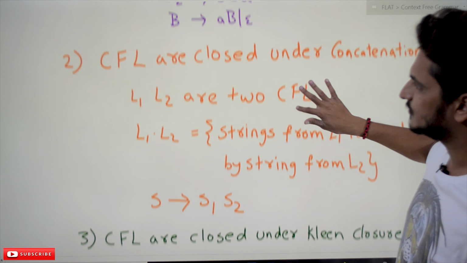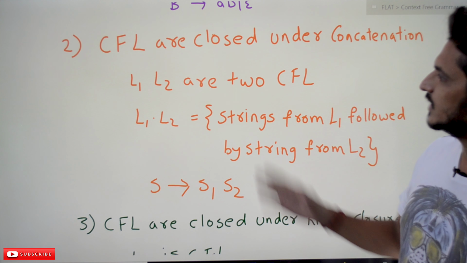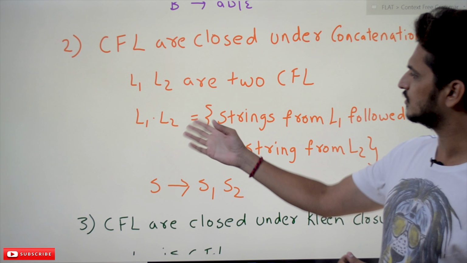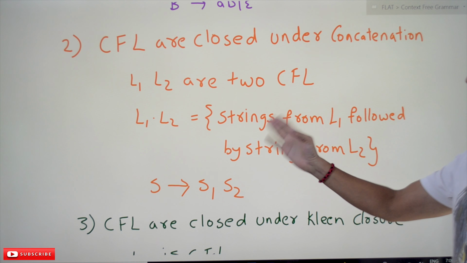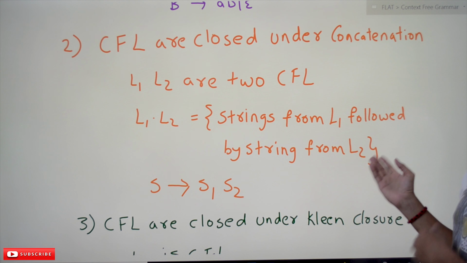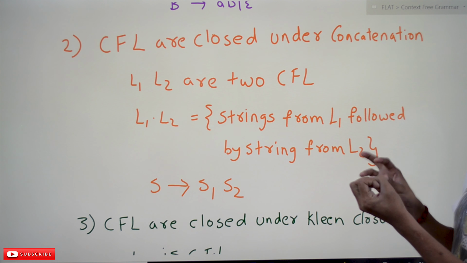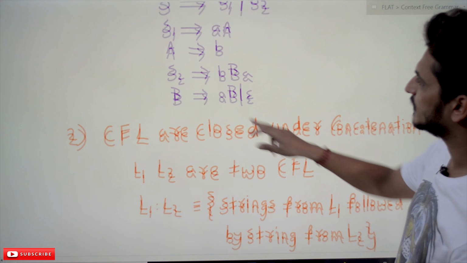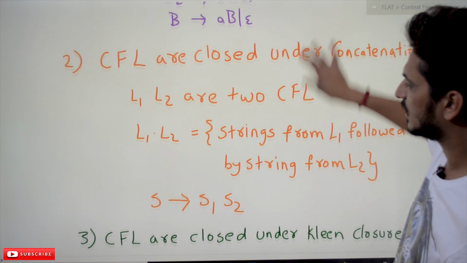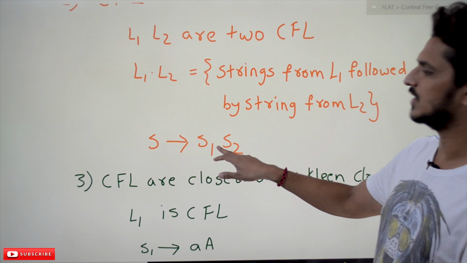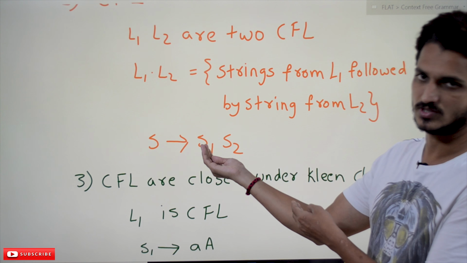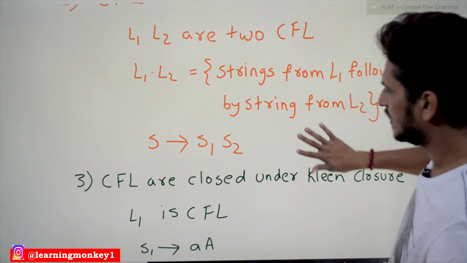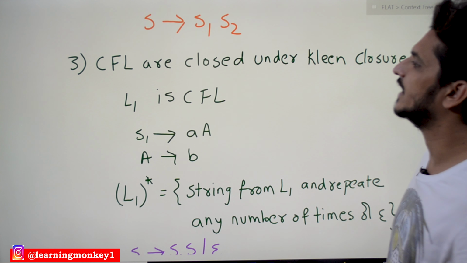Coming to the next one, context-free languages are closed under concatenation also. Take two languages, L1 and L2, which are two context-free languages. Concatenation, L1.L2, is given as strings from L1 followed by strings from L2. You take any string from L1 followed by any string from L2. That is what concatenation means. The same way, in the previous example with S1 and S2, this can be written with an extra production S tends to S1 S2, which means strings from S1 followed by strings from S2. That is the meaning of this grammar production. So that's why it is closed under concatenation.